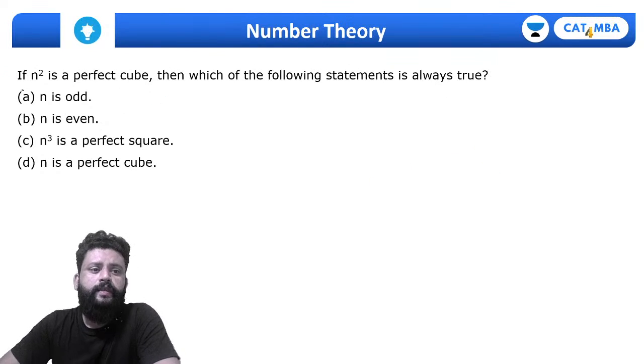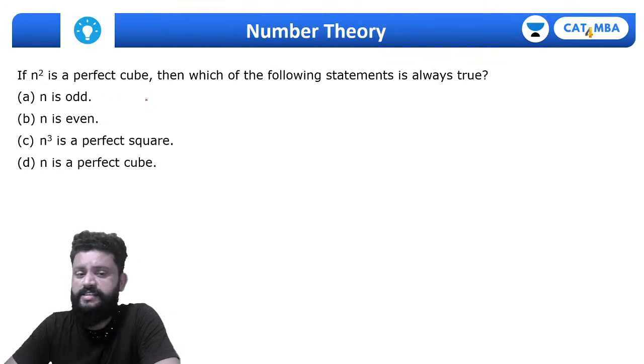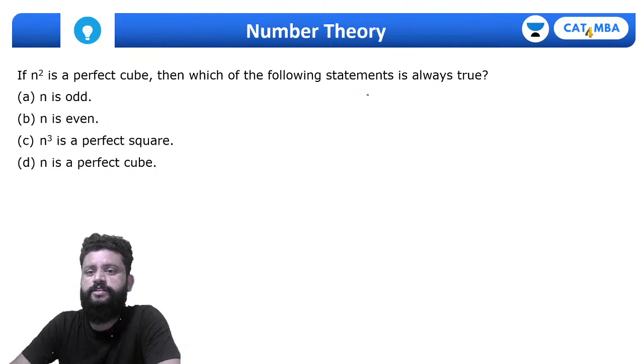Let's move to the next one. If n square is a perfect cube, quite an interesting question, guys. I recommend all of you to try it on your own and then go ahead with the explanation. If n square is a perfect cube, then which of the following statements is always true?